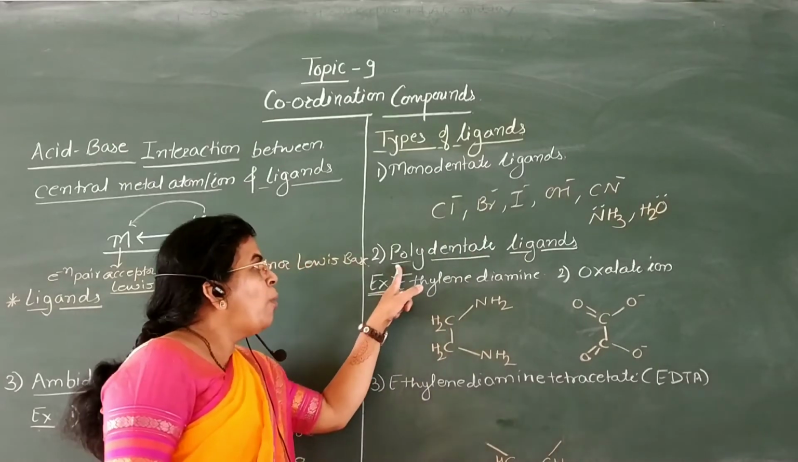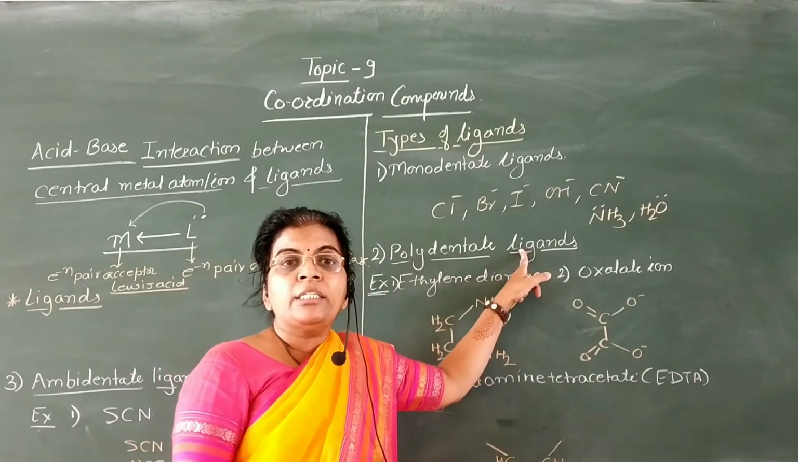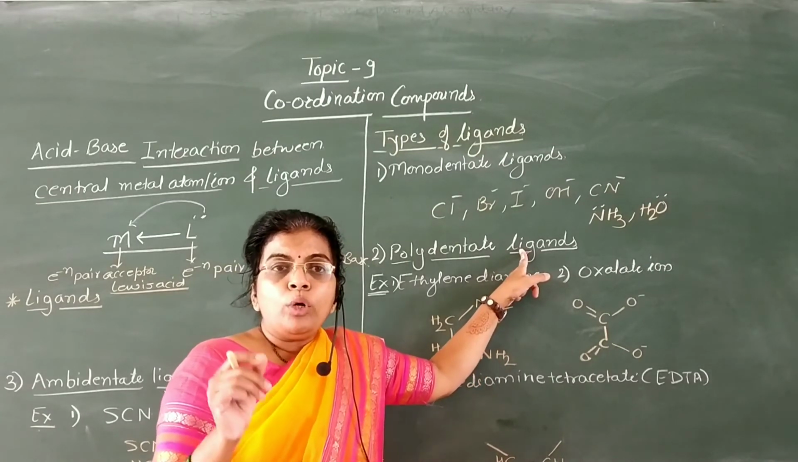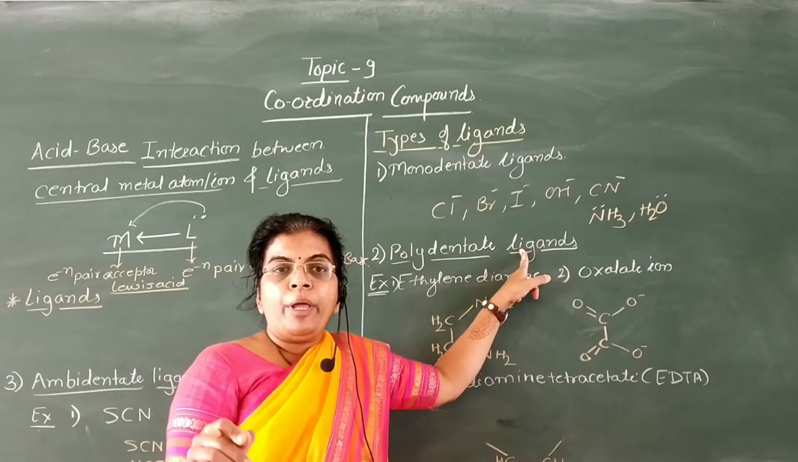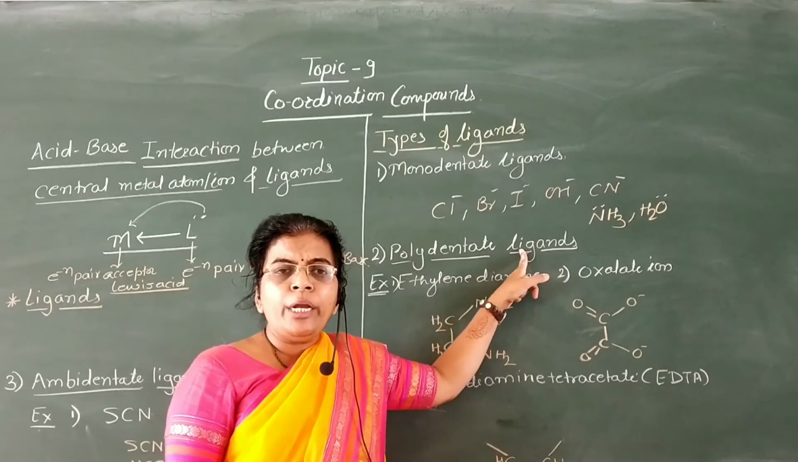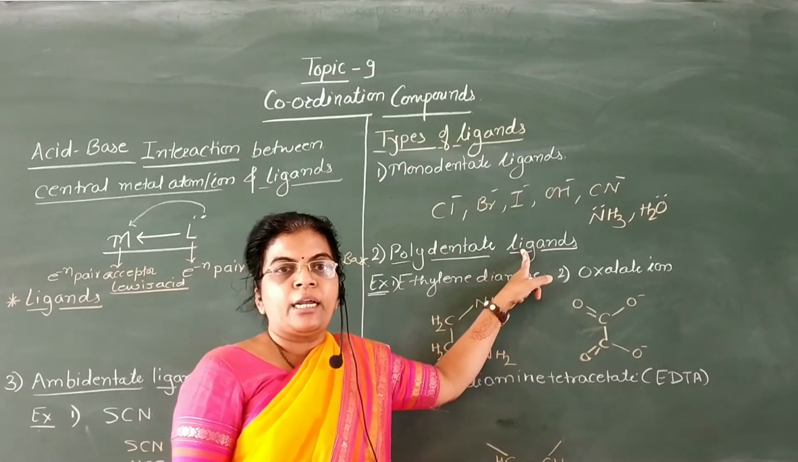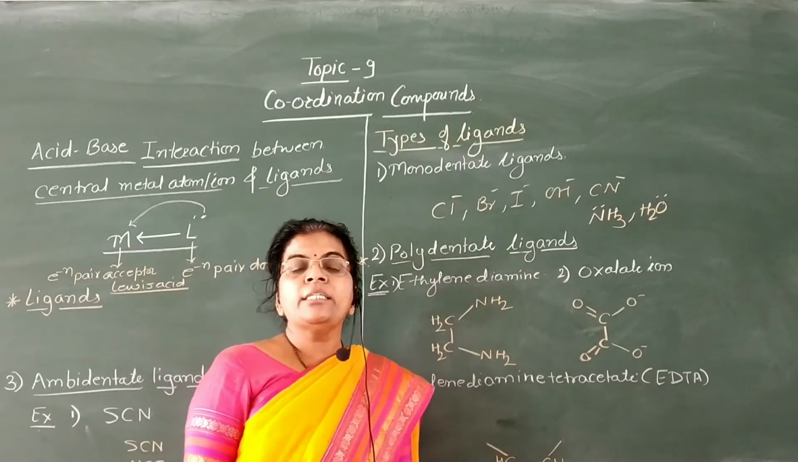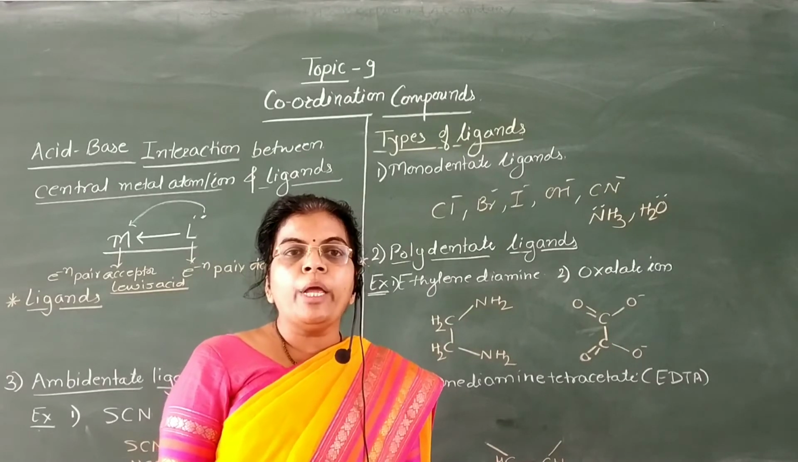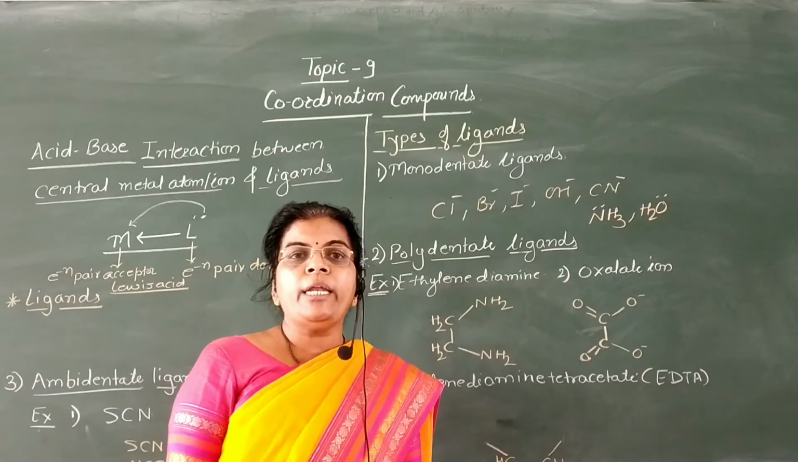Now second, polydentate ligands. Polydentate ligands are ligands which can donate more than one electron pair to the central metal atom. Either they can donate 2 electron pairs or 3 electron pairs, and so on. That is, the ligands which can donate more than one electron pair to the central metal atom or ion are called polydentate ligands.